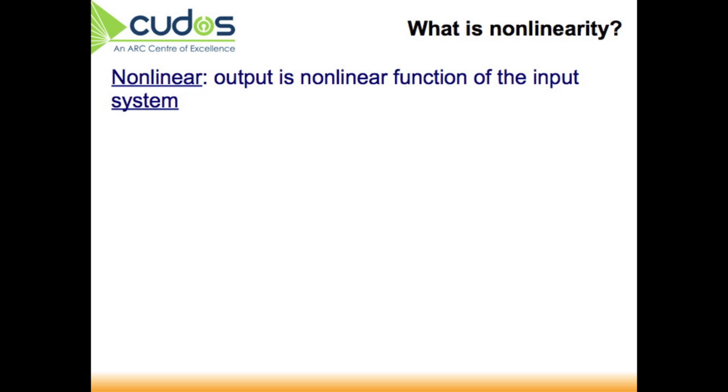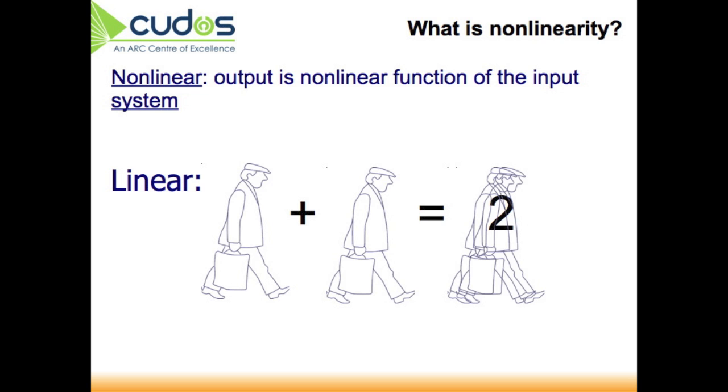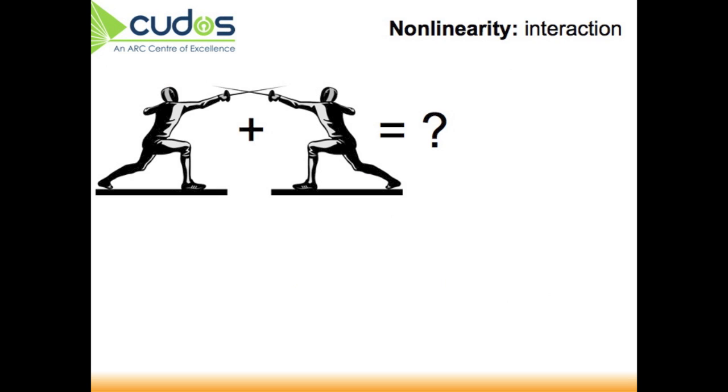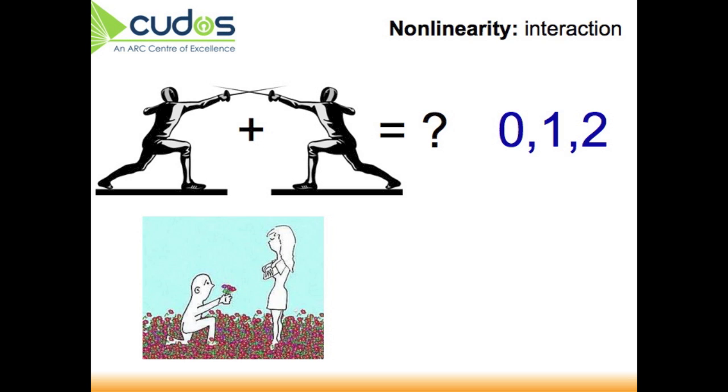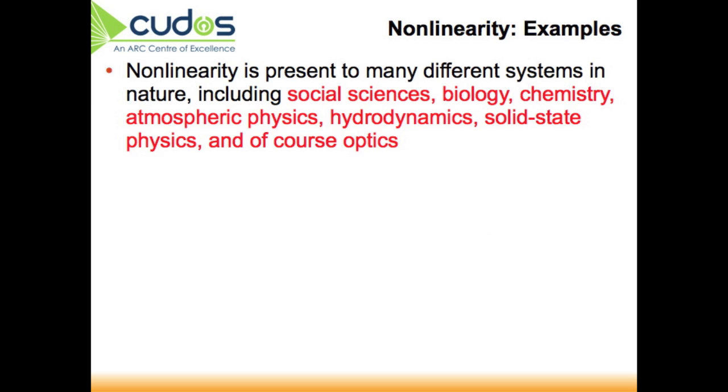Okay, so what is nonlinear optics? What is nonlinear? Linear is the idea that we have a superposition. 1 + 1 is 2. Nonlinearity is the idea that we don't always have a superposition. Bit cheesy, but you understand nonlinearity is when things don't add up in a linear way. Okay? So nonlinearity is present in many different systems.